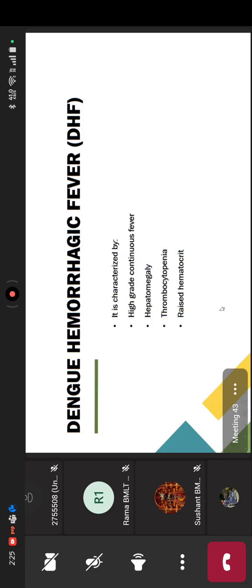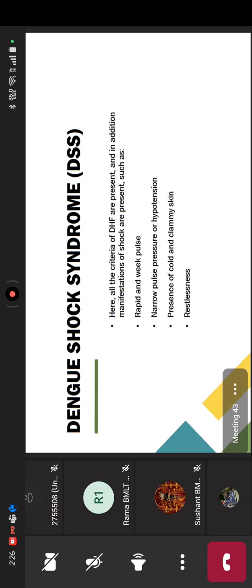So dengue hemorrhagic fever is characterized by these conditions that the patient will suffer. A patient will experience high grade continuous fever. The fever is continuous, right? And a high fever. But in case of dengue fever, the patient experiences a high fever once, then it slows down, then again the high fever. But here there is continuous fever, the liver will be affected, the platelets will be affected, and the hematocrit value will be increased, right?